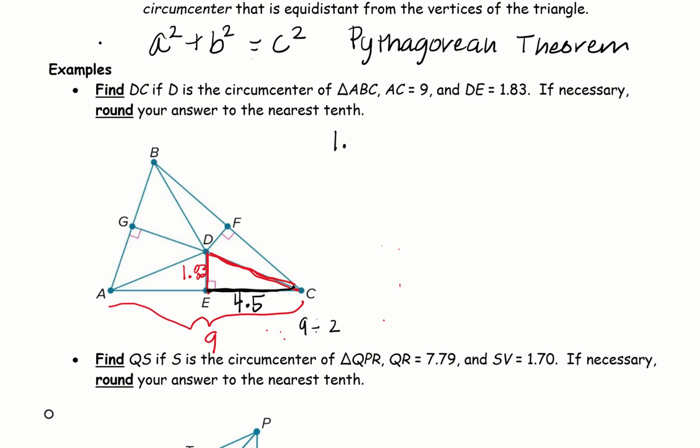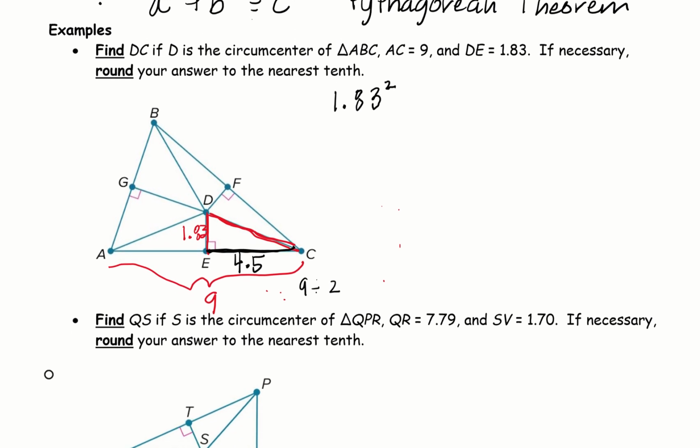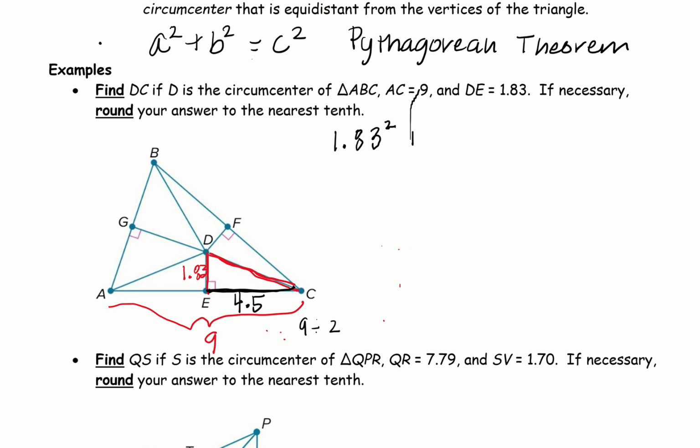So we can say 1.83 squared plus 4.5 squared equals c squared. That's a squared plus b squared equals c squared. And it does say round to the nearest tenth, so I'm going to put this in my calculator. I did 1.83 squared plus 4.5 squared, and I got 23.5989.